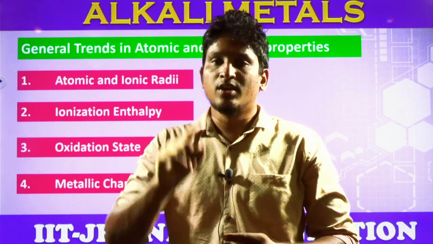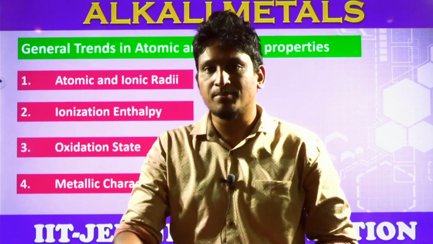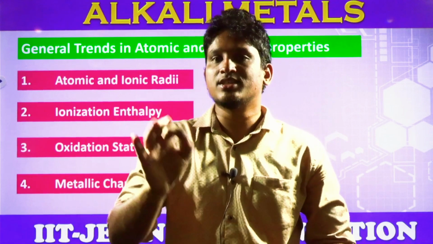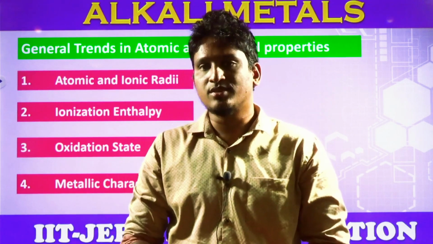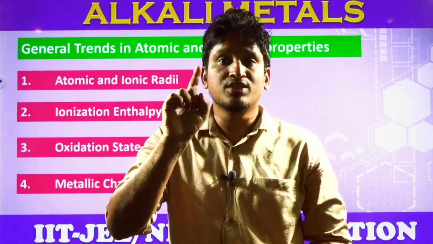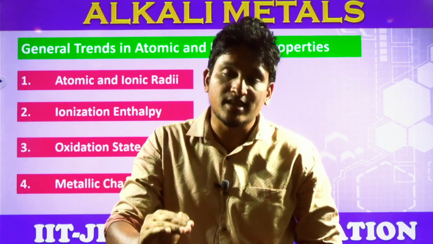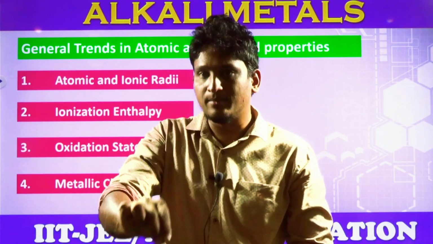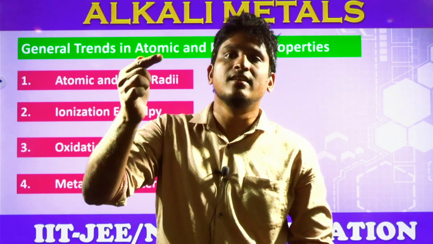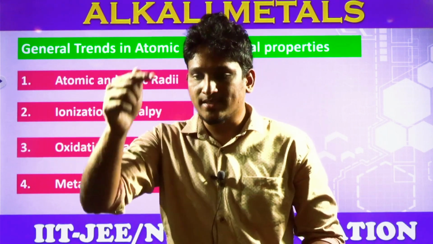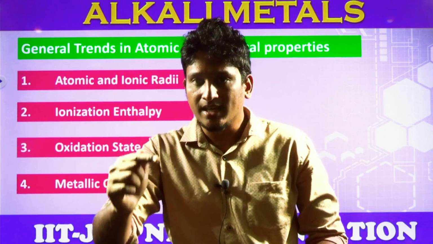Now answer the trend, top to bottom. What happens to the ionization enthalpy, or ionization energy, or ionization potential? All are the same. So what happens, students? Top to bottom, ionization enthalpy decreases. That means it is easy to remove the electron of cesium than lithium. Students, got the clarity? Atomic size increases, ionization enthalpy decreases.